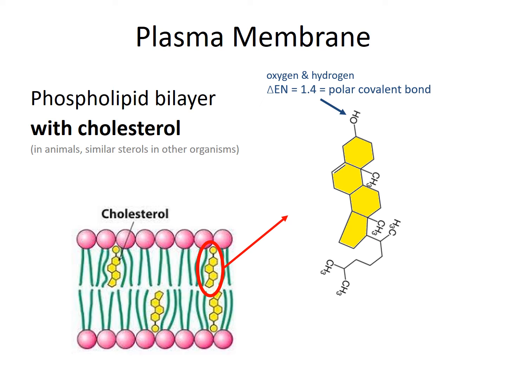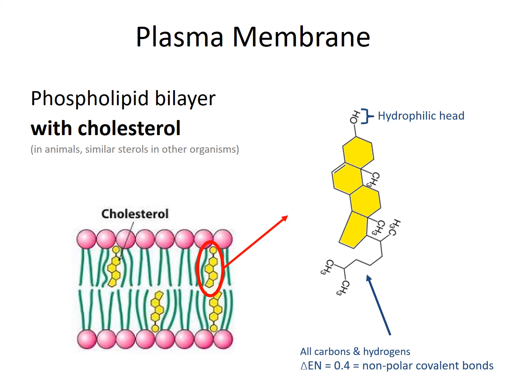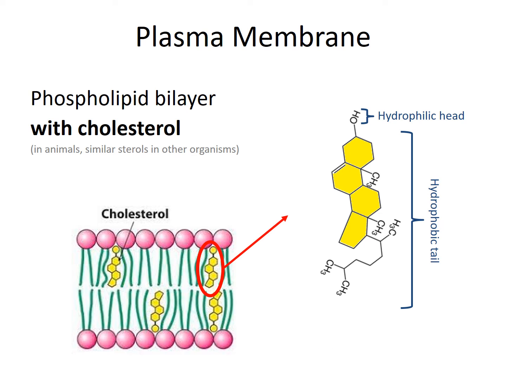The electronegativity difference between oxygen and hydrogen is high, so that this produces a polar covalent bond. This creates a hydrophilic part of the sterol molecule. Contrasted with the carbons and hydrogens below, which form nonpolar covalent bonds. So this has a hydrophobic part of the molecule. Do you recall what we call molecules that have a hydrophilic part on one end and a hydrophobic part on the other end? Again, amphipathic. So just like phospholipids were amphipathic, cholesterol and other sterols are also amphipathic.